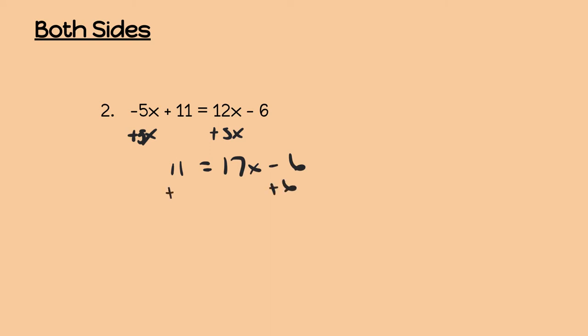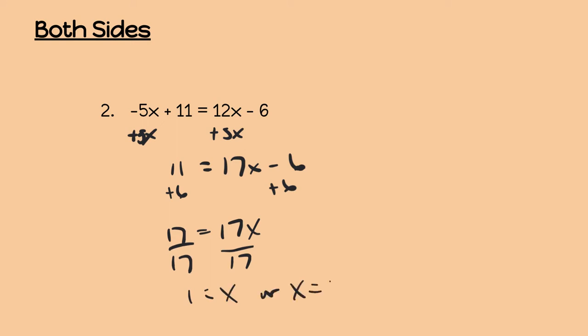I'm going to add the 6. Now I have 17 equals 17x, so divide by 17. And I have 1 equals x, or x equals 1.